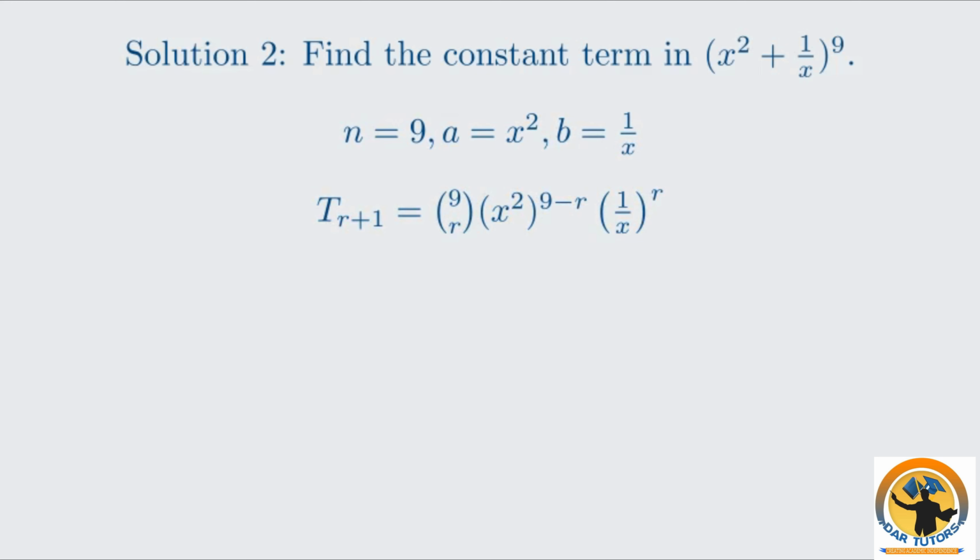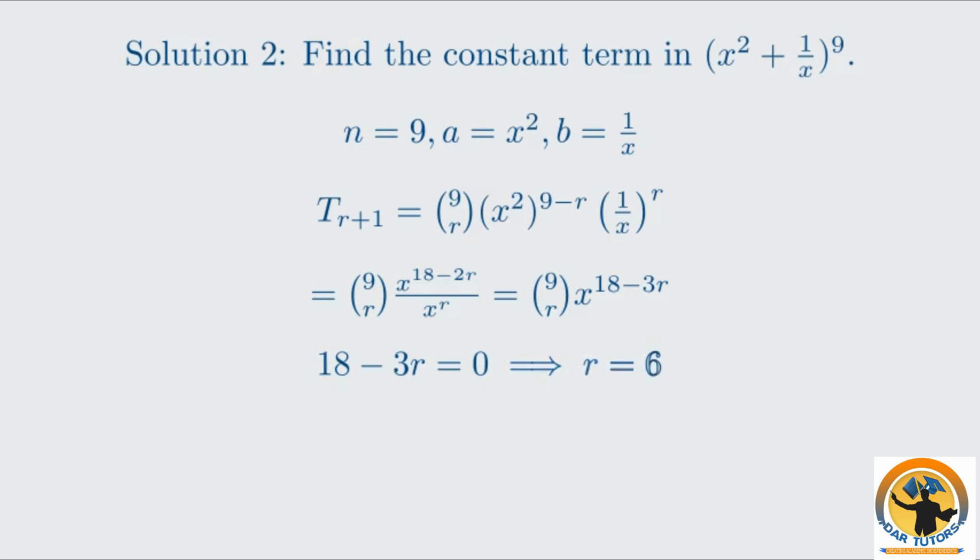This gives x to the power of 18 minus 2r divided by x to the r. The x term simplifies to x to the power of 18 minus 3r. For a constant term, the power of x must be 0. So we set 18 minus 3r equal to 0. Solving for r, we get 3r equals 18, so r equals 6. The constant term is the coefficient when r is 6.